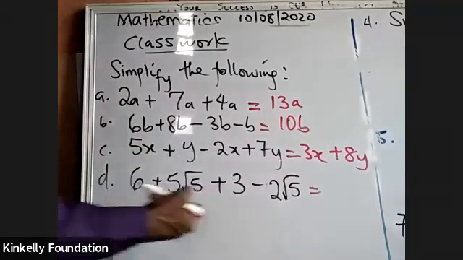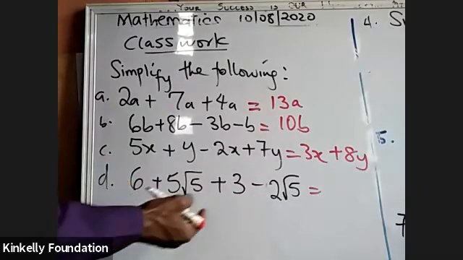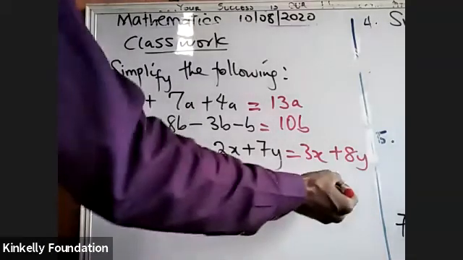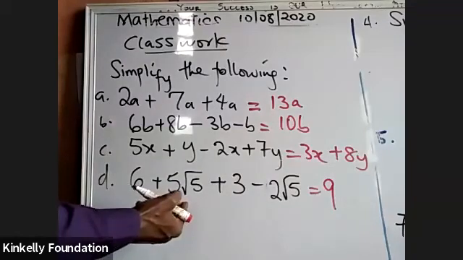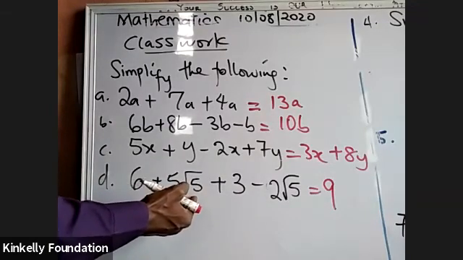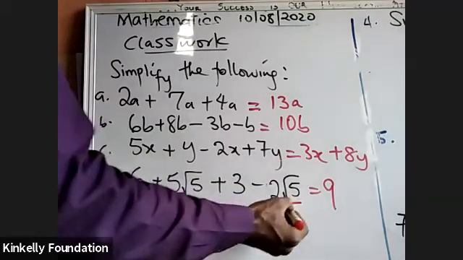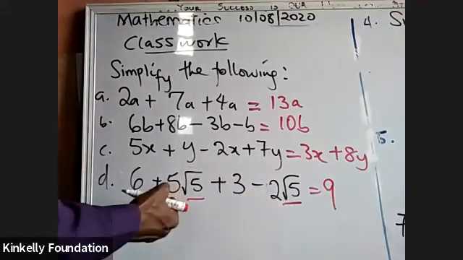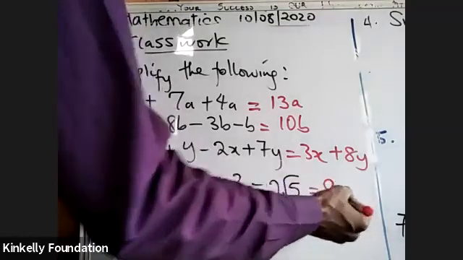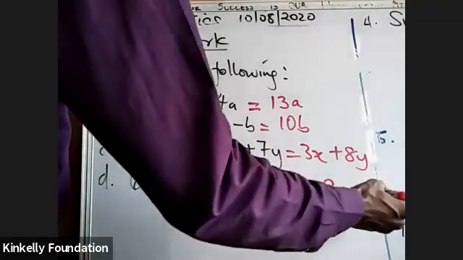We have 2 number terms. 6 plus 3 is 9. Root 5, 5 root 5 minus 2 root 5. These are terms in root 5. So 5 minus 2 gives us 3 root 5.